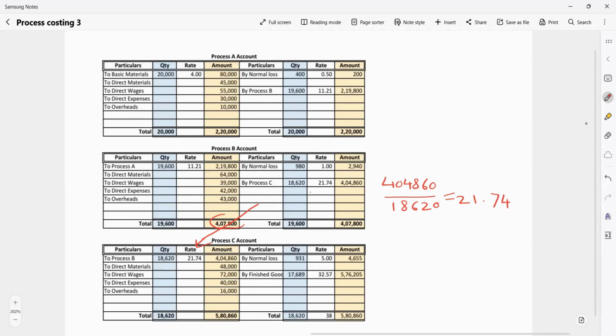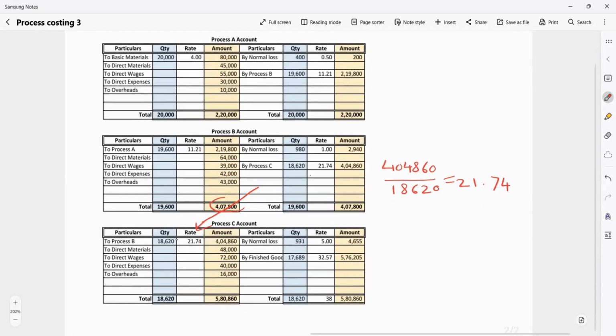All other expenses: direct material, this 18,620 transferred at 21.74 CPU, total amount is given here. Direct material cost is 48,000. Then direct wages are 72,000. Direct expenses 40,000 and overheads are 16,000. All these expenses are shown on the debit side as usual. And here normal loss, again it is 5% with scrap value of rupees 5 per unit.